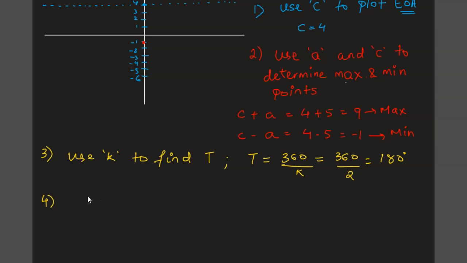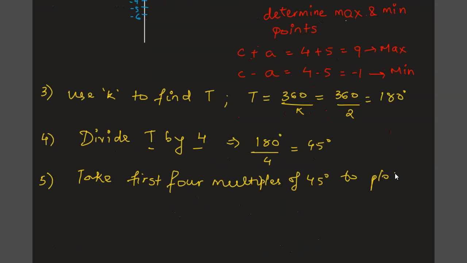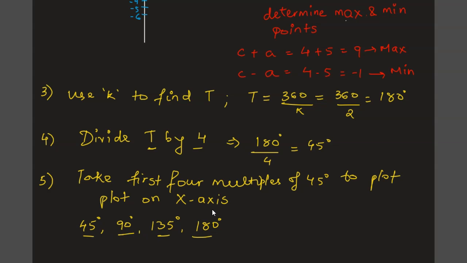Step number 4 is to divide the time period by 4. Always divide the time period by 4. In this case, we have a time period of 180 degrees. When we divide it by 4, we get 45 degrees. Step number 5 is to take the first 4 multiples of 45 degrees to plot on your x-axis. This gives us 45 degrees as the first multiple, 90 degrees as the second multiple, 135 as the third multiple, and 180 as the fourth multiple. We'll use these 4 numbers to plot on the x-axis.